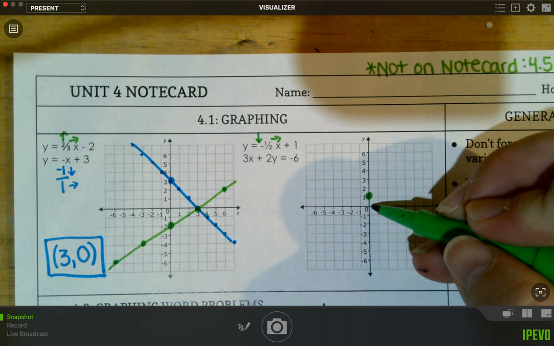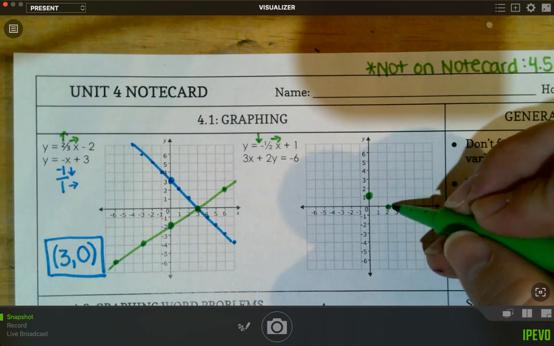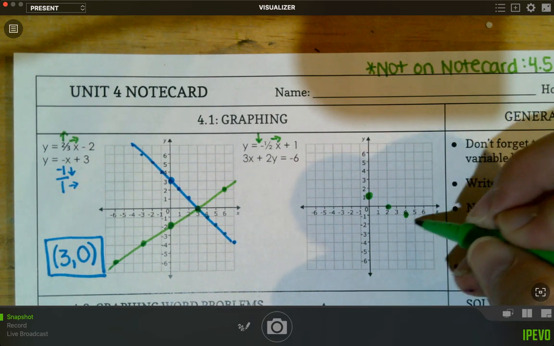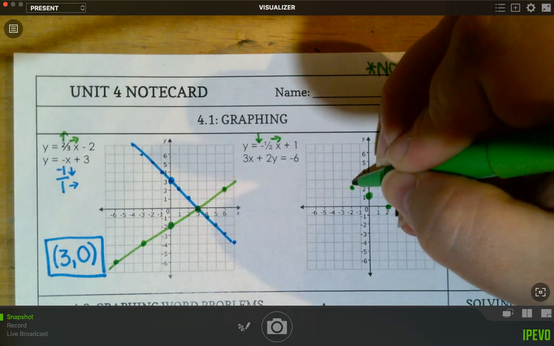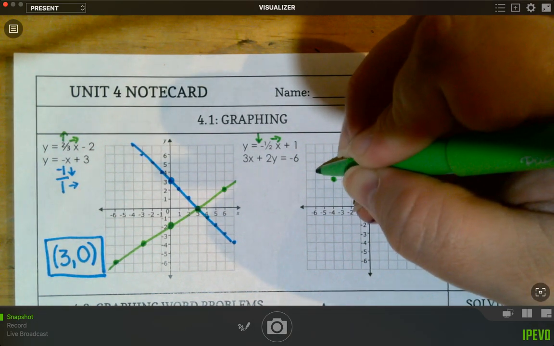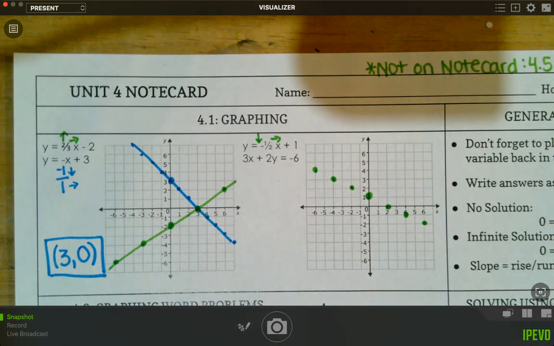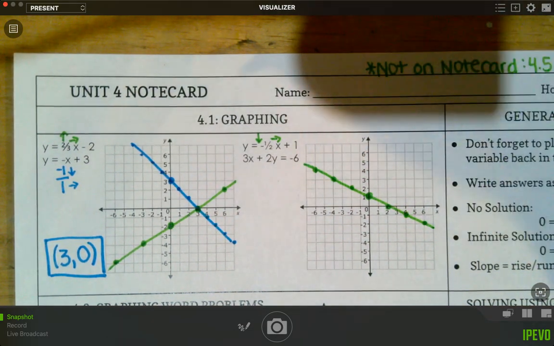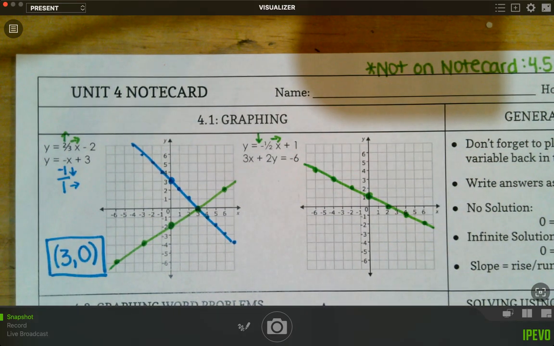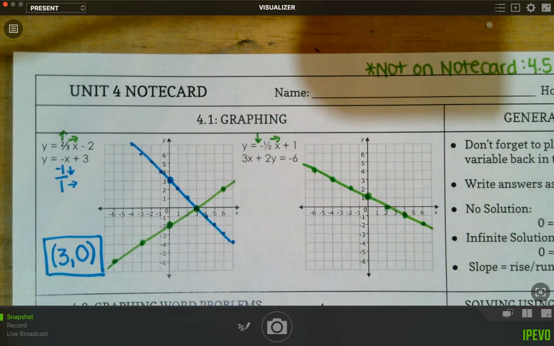So down 1, right 2. Down 1, right 2. Up 1, left 2. That. And I'm going to draw my line. Notice how all of my lines are going all the way across the graph. And then I'm going to draw the other line.